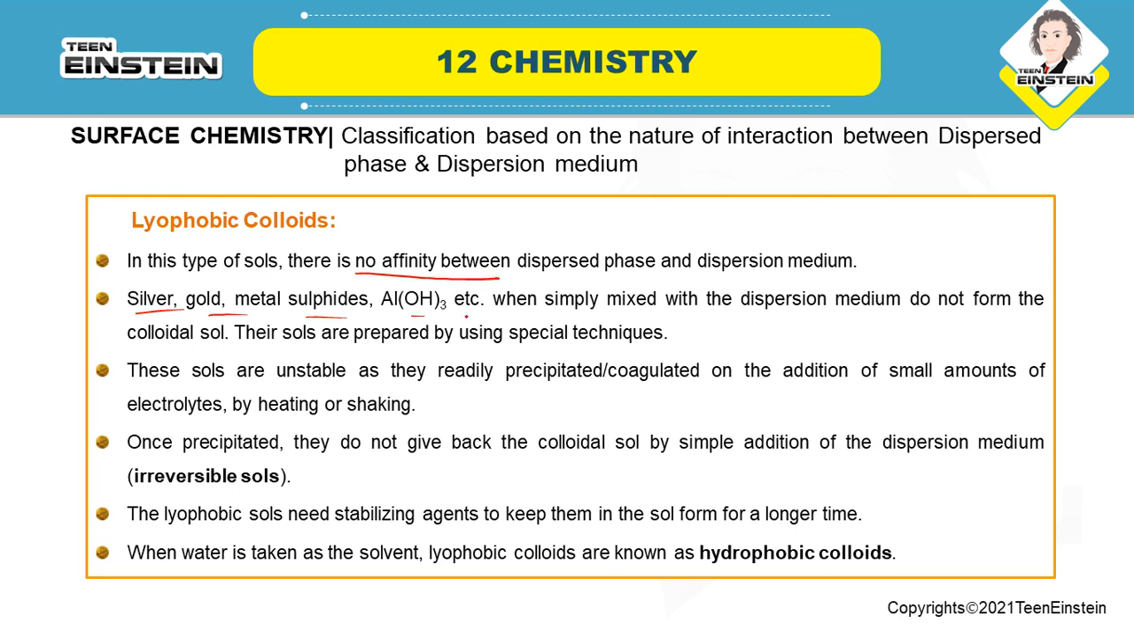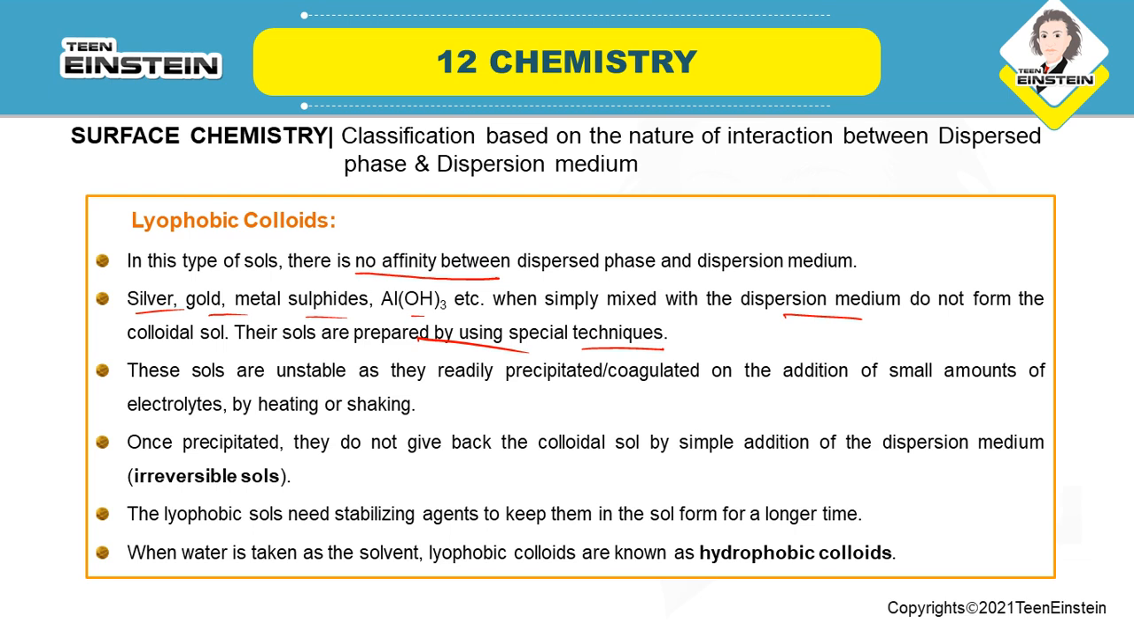Then aluminium hydroxide, etc. When it is mixed with dispersion medium, they do not form colloidal sol. So naturally there is no tendency to form colloidal sol. That means it is so unstable. That is the reason we have to make it forcefully. And making it forcefully means you have to apply some special techniques. Then only you can make lyophobic colloids, because there is no affinity between them. So obviously, if we are not using a special technique, we cannot make it.